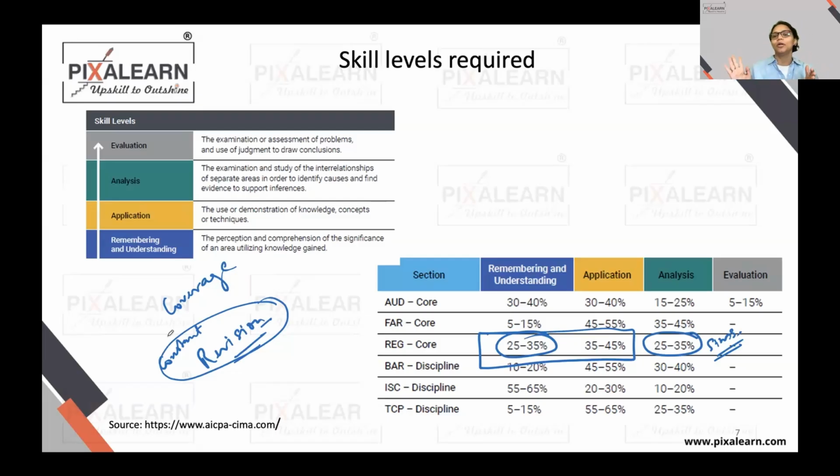So I'm not even thinking of not clearing. The question of not clearing in REG comes only if you're not a good student, if you have not put in the effort. Otherwise, you can never fail REG if you have prepared well. As simple as that, okay?